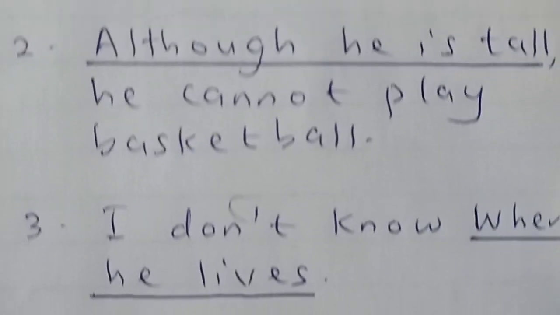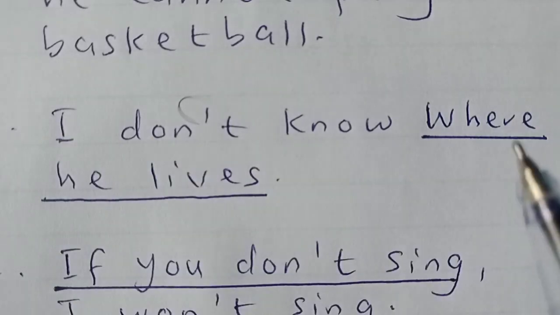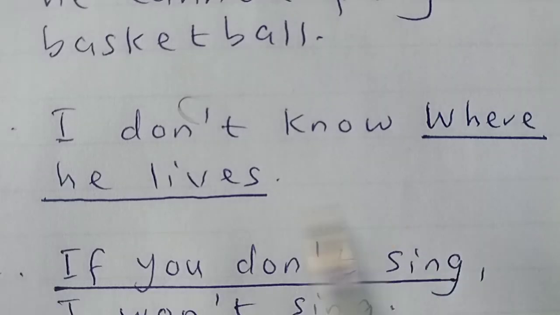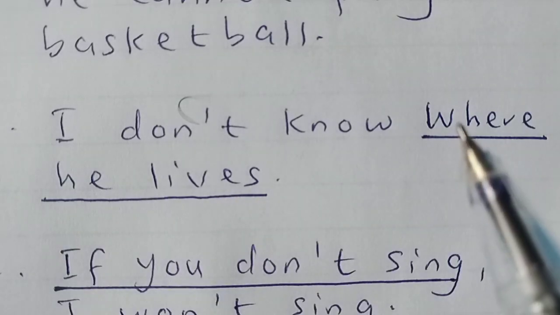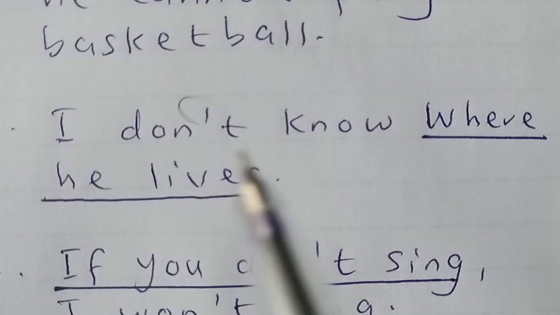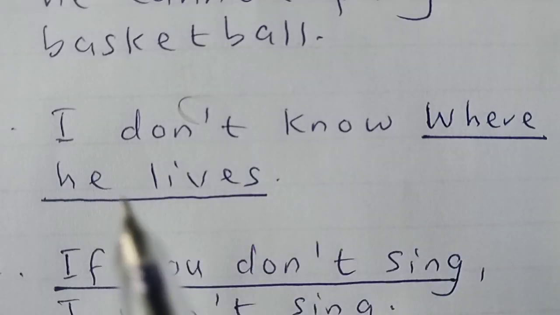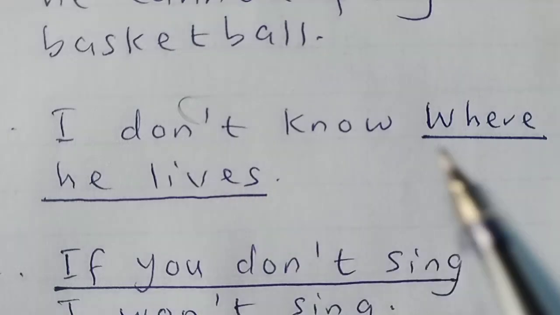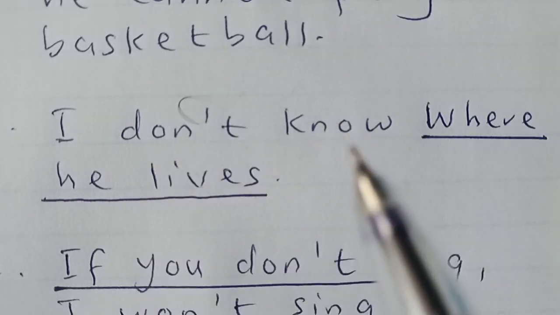Let's look at another example again. I don't know where he lives. Now, here also the dependent clause is underlined. Where he lives is the dependent clause introduced by the subordinating conjunction where. I don't know is independent and it can stand on its own, but where he lives is not independent, it is dependent, and that is why it is used with the independent clause.